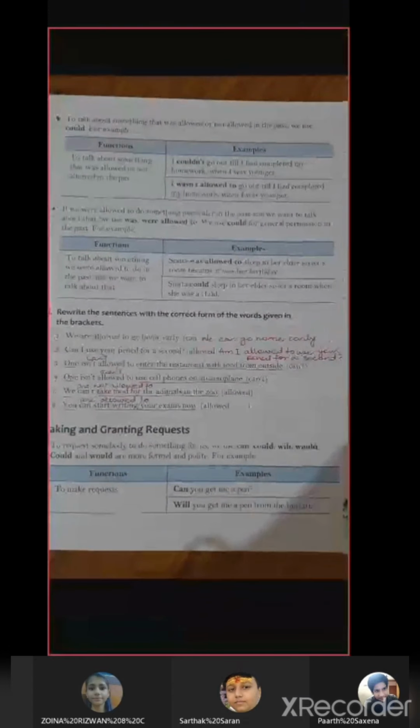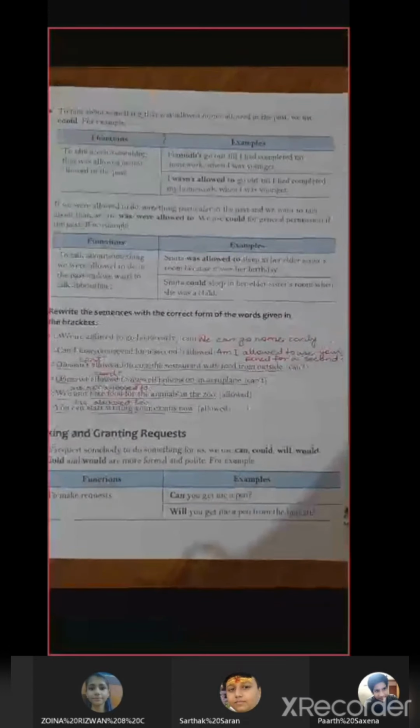After that, number three, one isn't allowed to enter the restaurant with food from outside. Now you have to use can't. So the correct answer is one can't enter the restaurant with food from outside.